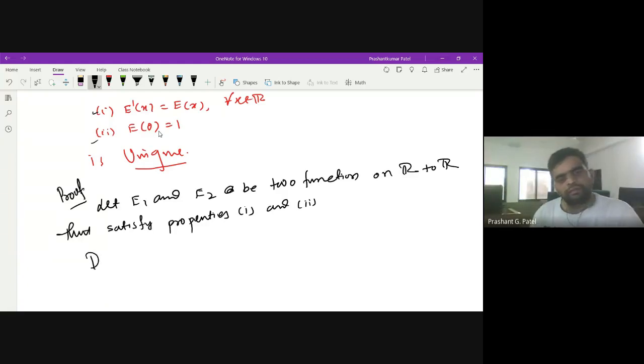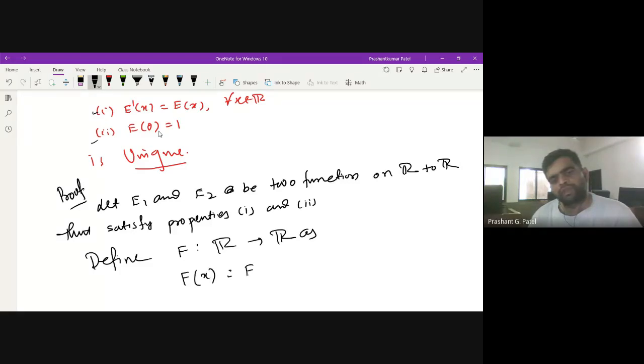Now let us define the function f from R to R as f of x is equal to e1 of x minus e2 of x. So I am just defining a new function which is the difference of e1 and e2. Ultimately my objective is to show that this f is a zero function. What we need to prove is that f is a zero function.